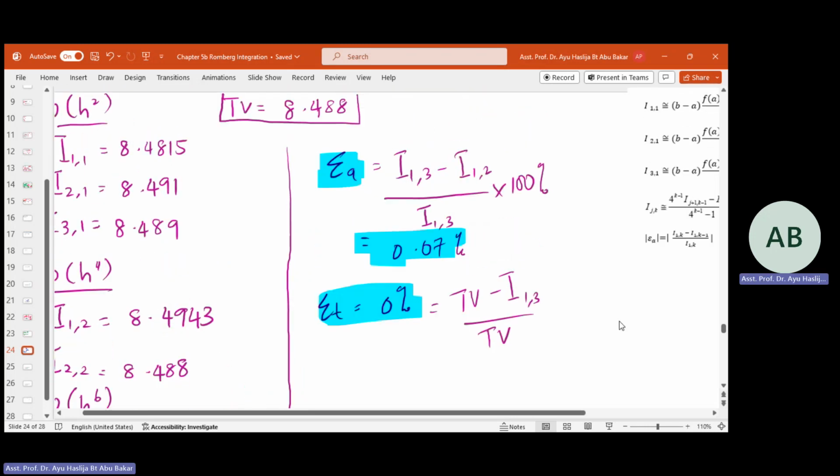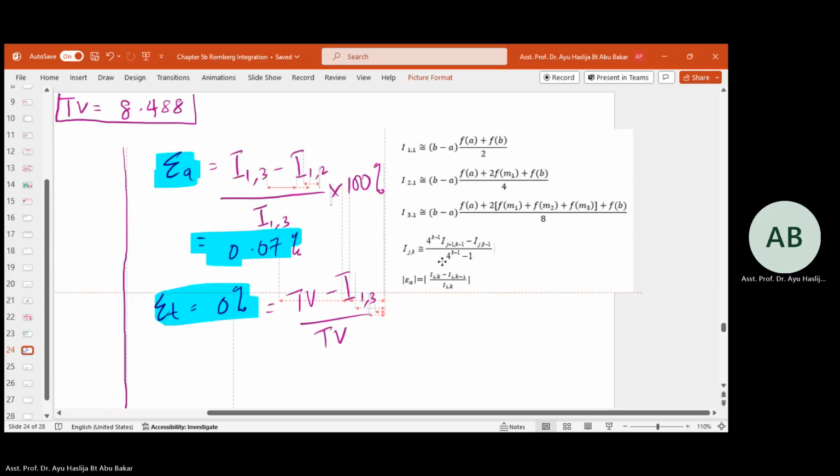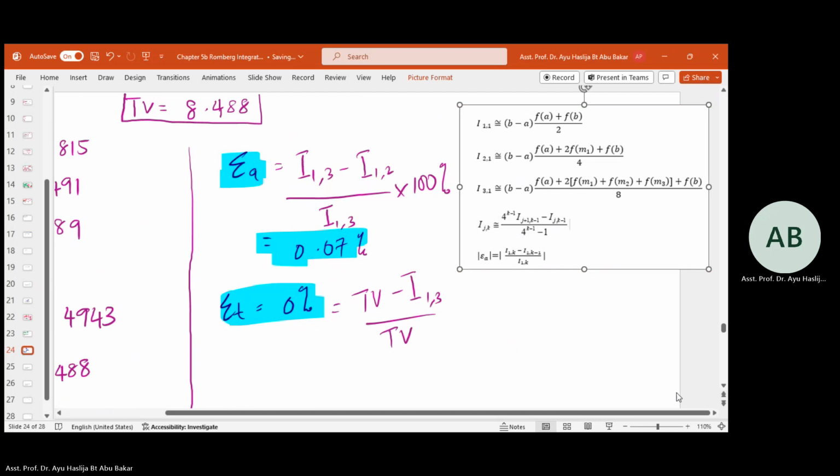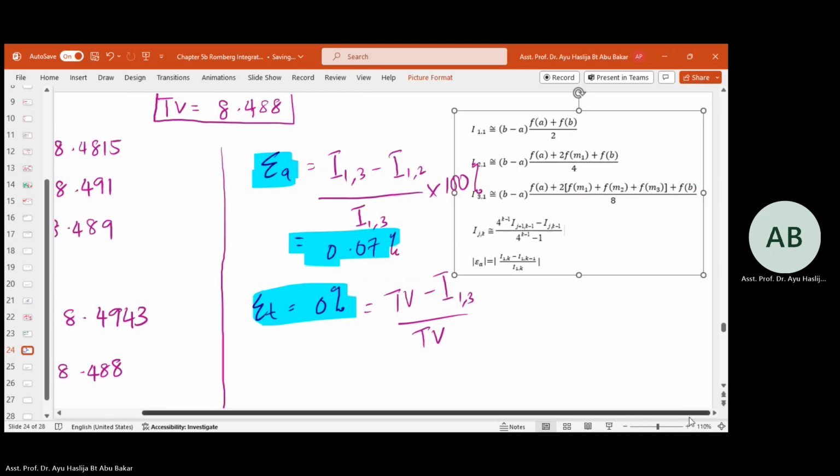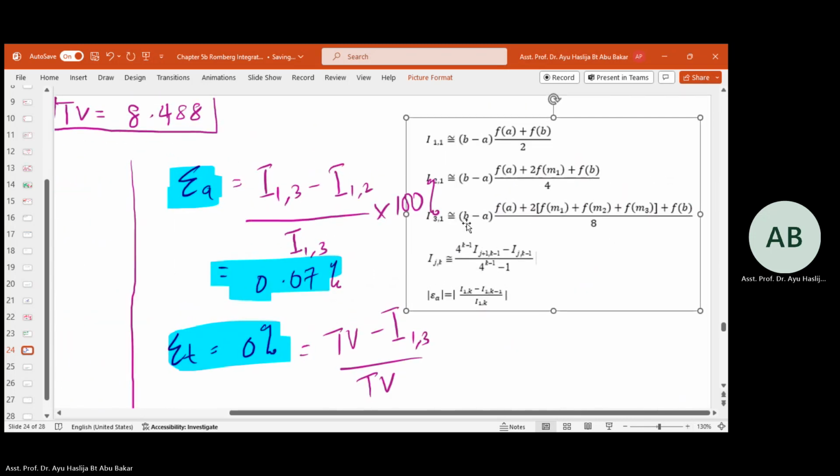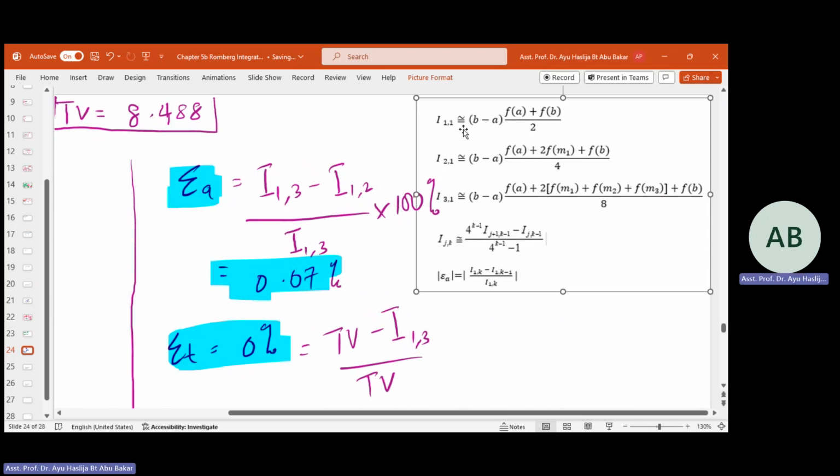This is the equation that will be given in your final exam. Okay, how to calculate I11, I21, I31. It use M, so that's why I use the letter M. If you refer to other type of reference, it use different letter. But basically the concept is the same. To find the midpoint. Okay.